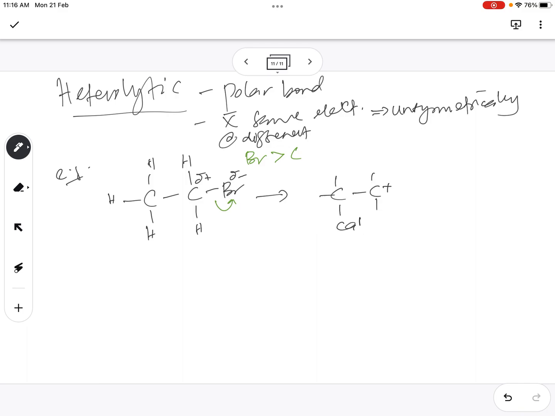So this will be our cation. And Br ini asal kalau kita belajar dulu Lewis structure. If you remember the Lewis structure, dia asalnya dia ada 2, 4, 6. Okay. Bila 2 elektron daripada bonding masuk ke bromine, maka dia akan jadi 8. Sini 8. Dia akan jadi negatif. Ini adalah anion.